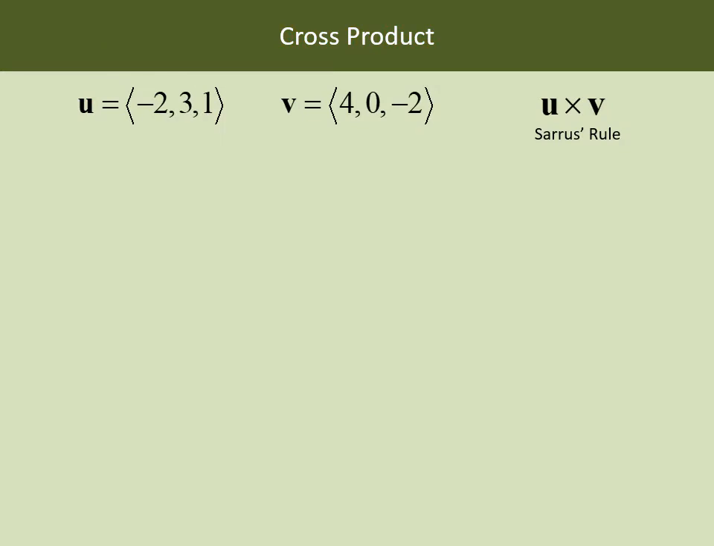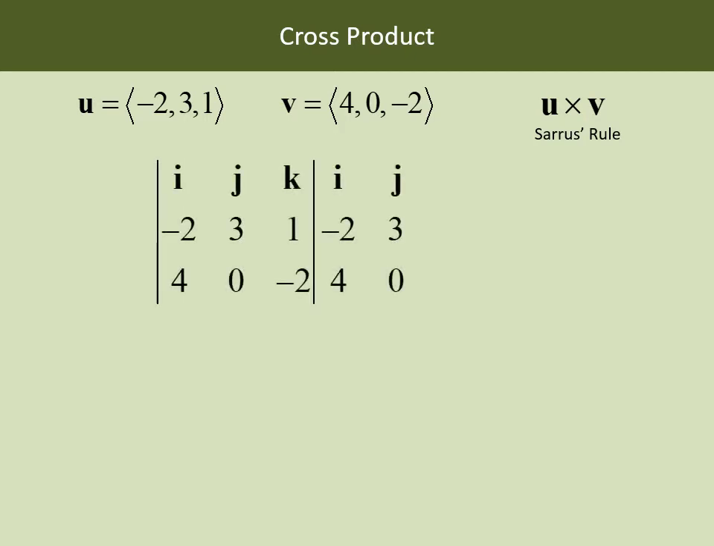So I'll demonstrate the use of each of these techniques. First off, Sarrus' rule: we write the i, j, k across the top, the first vector of our cross product. Let me point out here, that's what we're trying to do, and our first vector is u, so the negative 2, 3, 1 comes first.